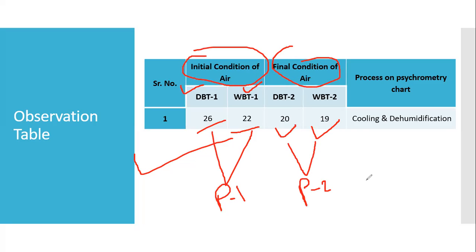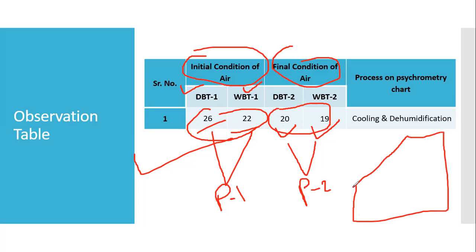So are you getting this? Is there any doubt? You are having 2 different points. This first point, this is second point. Plot on psychrometric chart. Okay, suppose 1 point is here, 2 point is here. Join these 2 points. You will have one line, 1 point and 2 point, and just extend this line up to the saturation curve. You will get ADP. Okay.